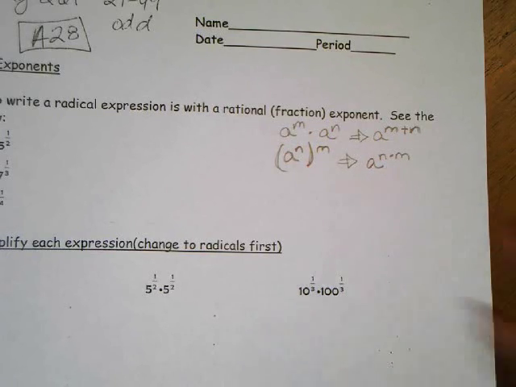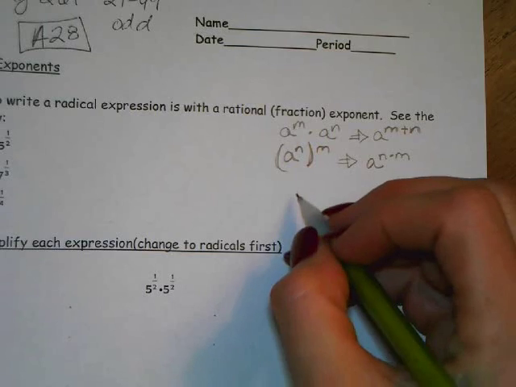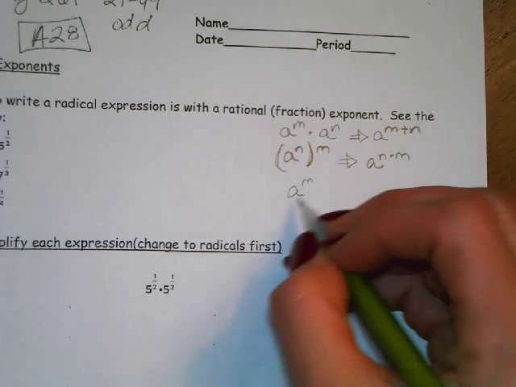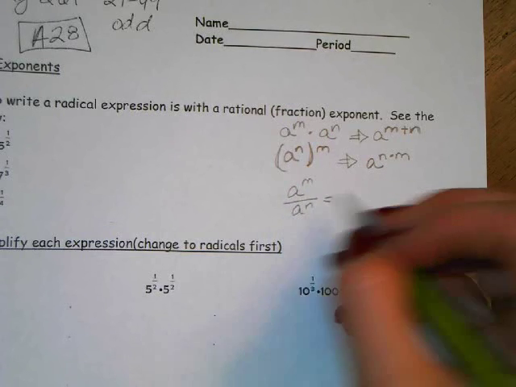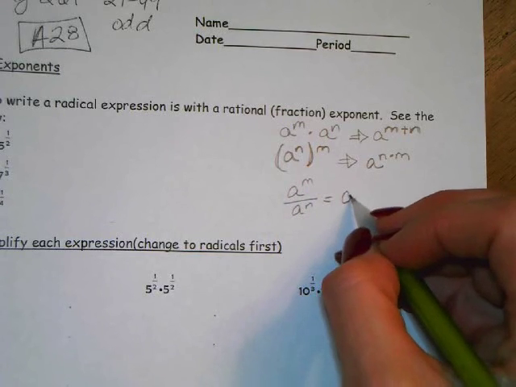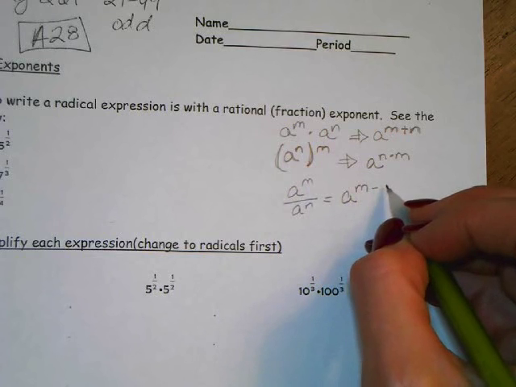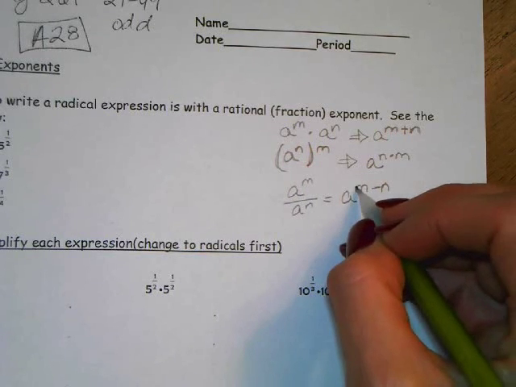The next rule is if we're dividing, so let's say I have a to the m, and that's being divided by a to the n. Then with the same base, what we do is subtract the exponents, so m minus n.